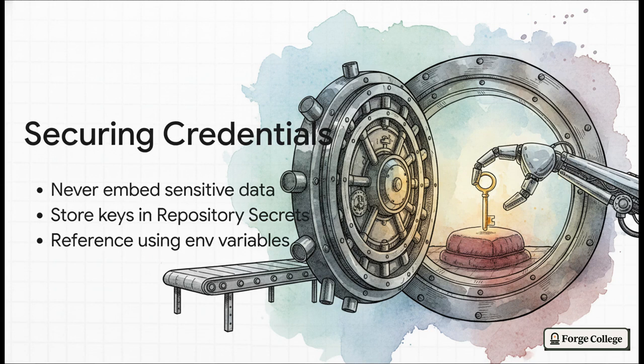Well, the golden rule is never, ever embed sensitive data in source control. Seriously, don't do it. Instead, you're going to use GitHub repository secrets. This acts as an encrypted, secure vault. You then reference these keys securely using environment variables, only in the specific workflow steps that actually need them. So the amnesiac robot gets the key for the task, uses it, and then poof, immediately forgets it.